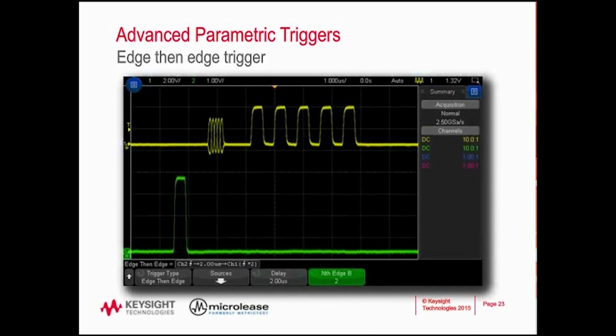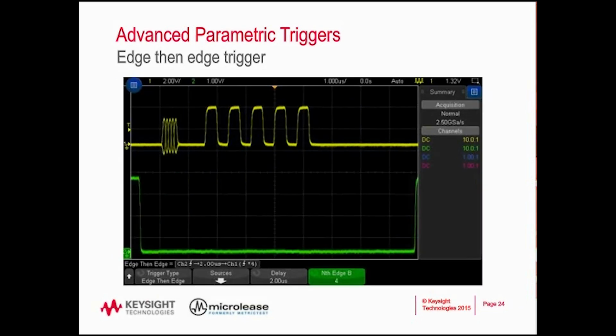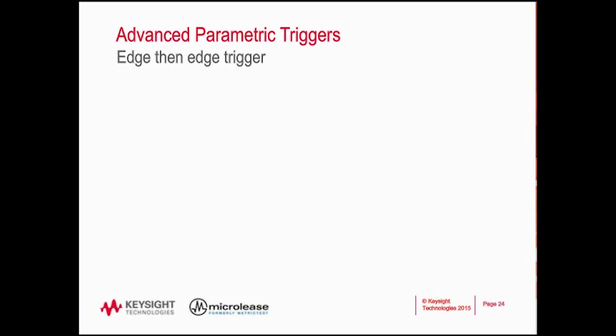Now we see we have a second option called nth edge B. Once the delay has occurred, the oscilloscope can now count out rising edges on the signal to trigger on. We can actually see that right here. We've triggered on the rising edge of channel 2, a 2 microsecond delay, and now we've triggered 2 edges later. Of course, we can modulate that nth edge B value. Here, for example, changing it to the third edge. No problem.